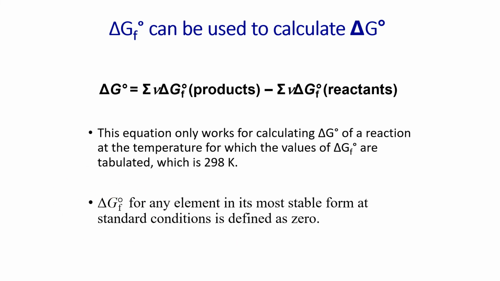Remember, the delta G formation of any element in its most stable form at those standard conditions is going to be defined as 0. So if we're talking about oxygen, it's going to be an O2 gas. If we're talking about carbon, well, what's its stable form at standard conditions, 1 atmosphere or 1 bar of pressure and 298 K? It would come as graphite. So graphite's delta G formation is going to be listed as 0 in the table, so you can look them up that way.